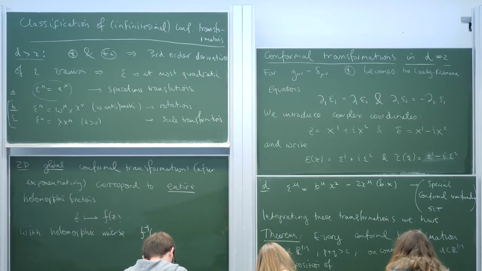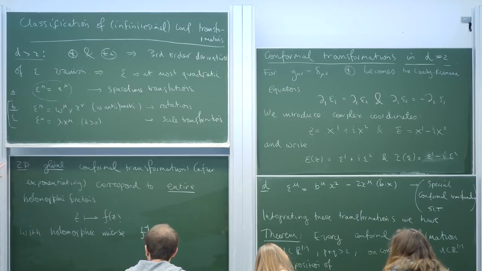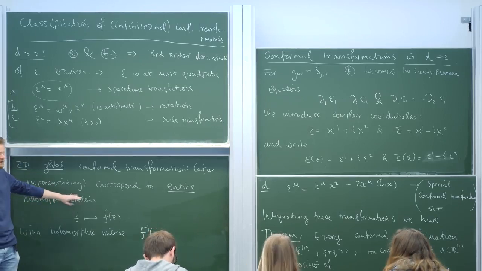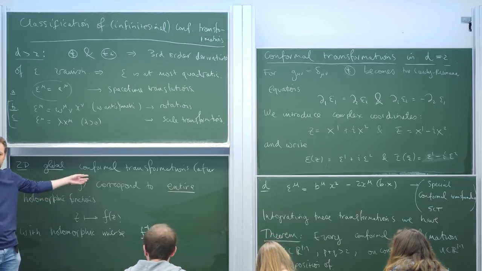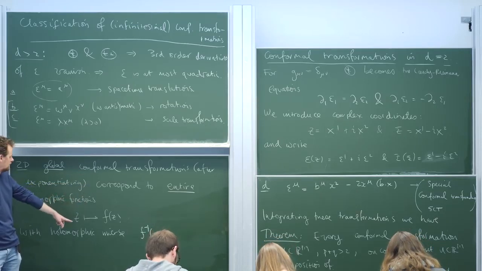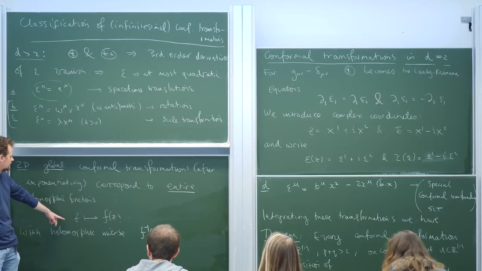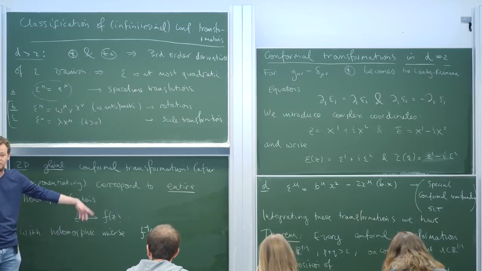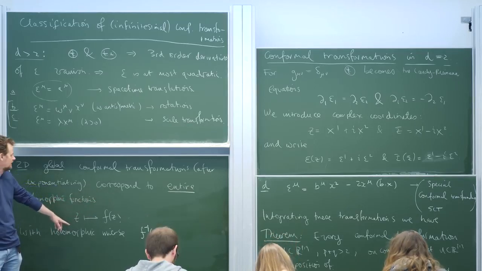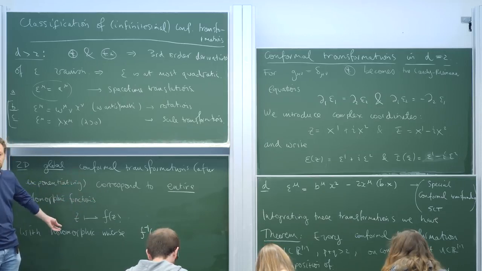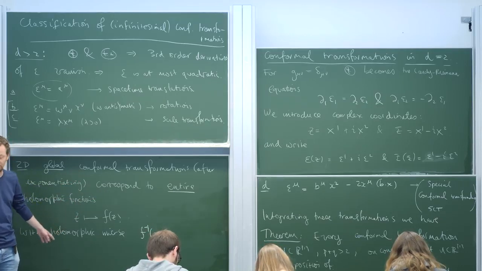So a global conformal transformation in 2 dimensions corresponds to an entire holomorphic function. It's a differentiable function with no singularities. And it's got to be invertible for it to be a global transformation. So that's what they look like. Global conformal transformations look like these functions here.